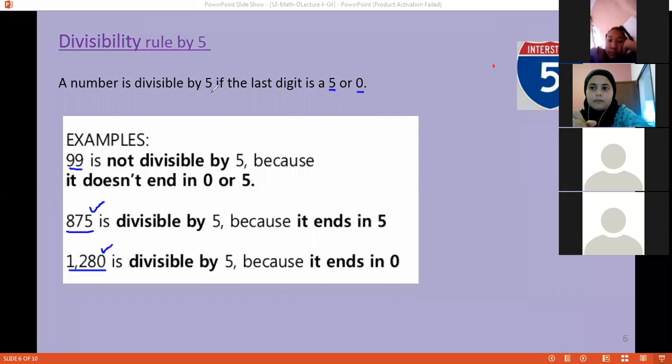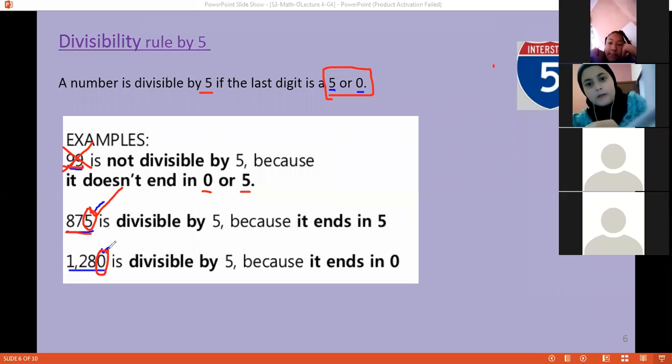So if a number is divisible by 5, then the last digit is 0 or 5. Let us take an example. 99 is not divisible by 5 because it doesn't end with 0 or 5. 875 is divisible by 5 because it ends with 5. 1280 is divisible by 5 because it ends in 0. Excellent. So any number that ends with 5 or 0 is divisible by 5.